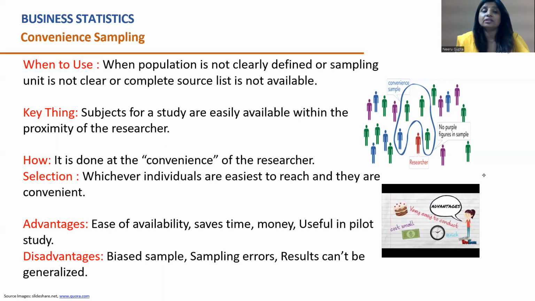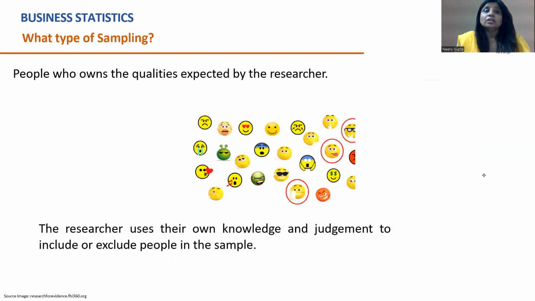You can choose the convenience sampling. What are the disadvantages? Biased sample, sampling error, and results cannot be generalized because you have taken the data at your convenience.